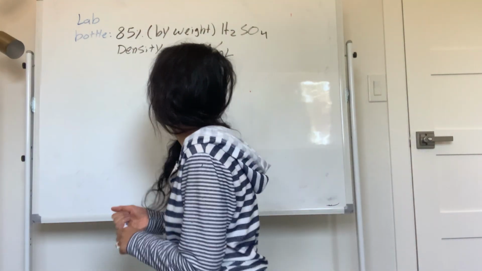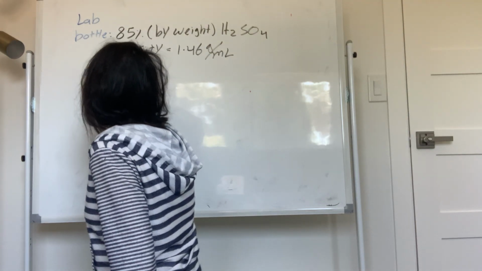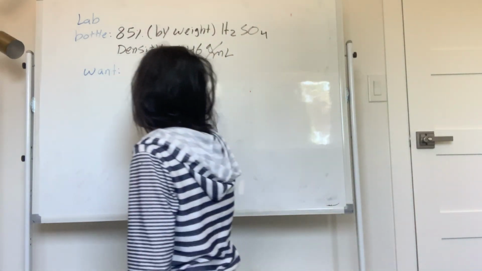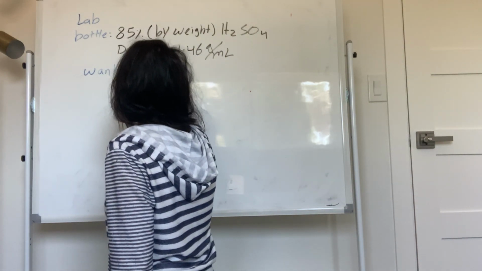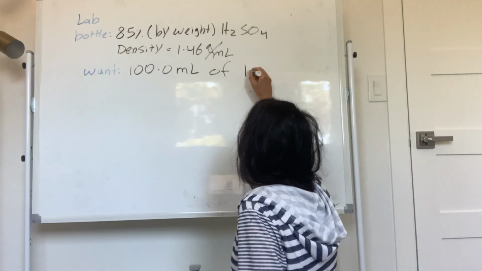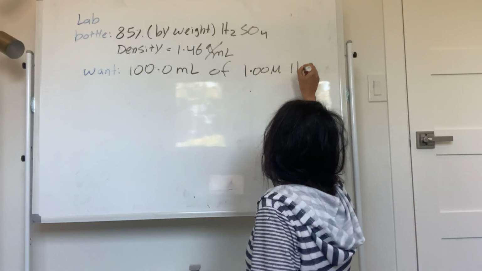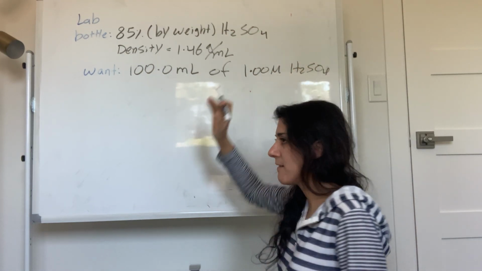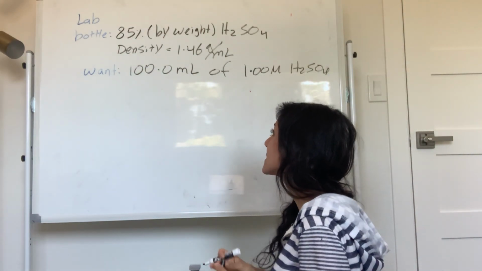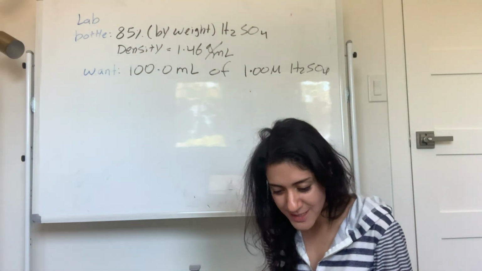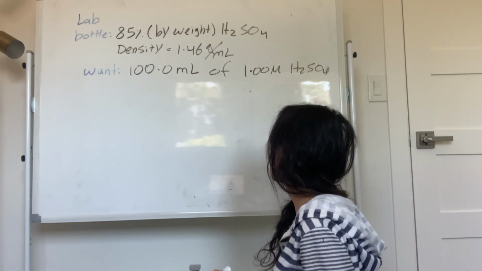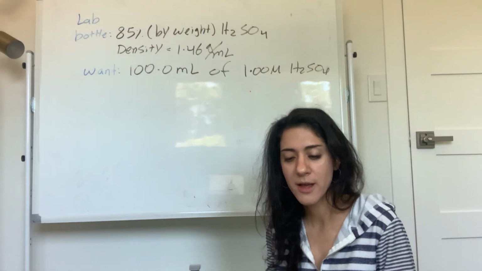So this is what I have in lab, but what I want is 100.0 mL of 1.00 molar sulfuric acid. So I have a bottle, it does not have a concentration on it, it says 85%, percent is usually weight percent, so I have a different unit of concentration on it, and what I want is 100 mL of 1.00 molar sulfuric acid.